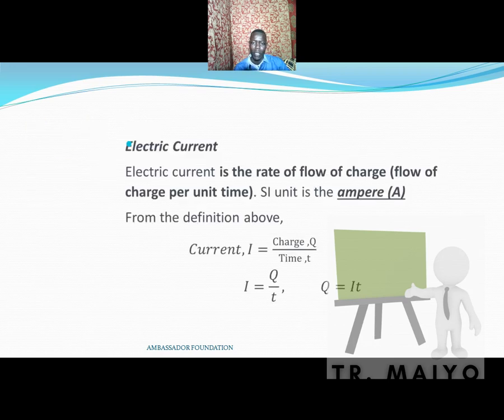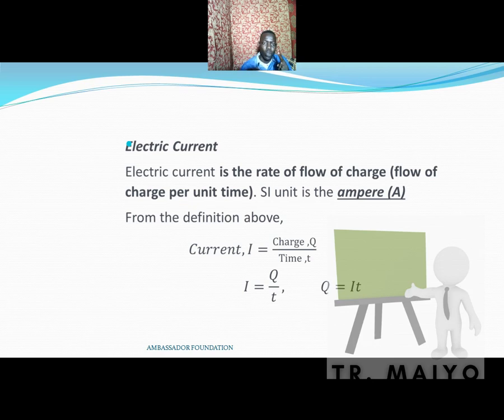First of all, let's start by looking at what is electric current. What is electric current? Electric current is the rate of flow of charge. Whenever you see the word rate, a time is involved. And when a time is involved, then we can define this term as a flow of charge per unit time.